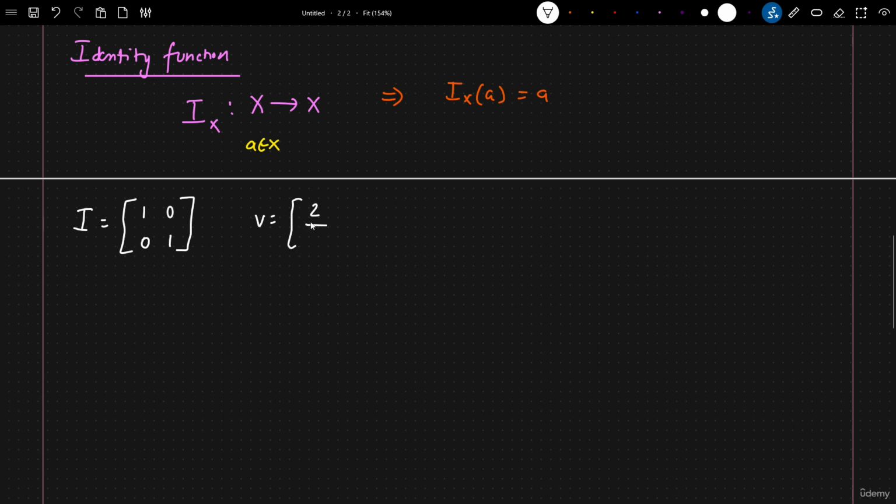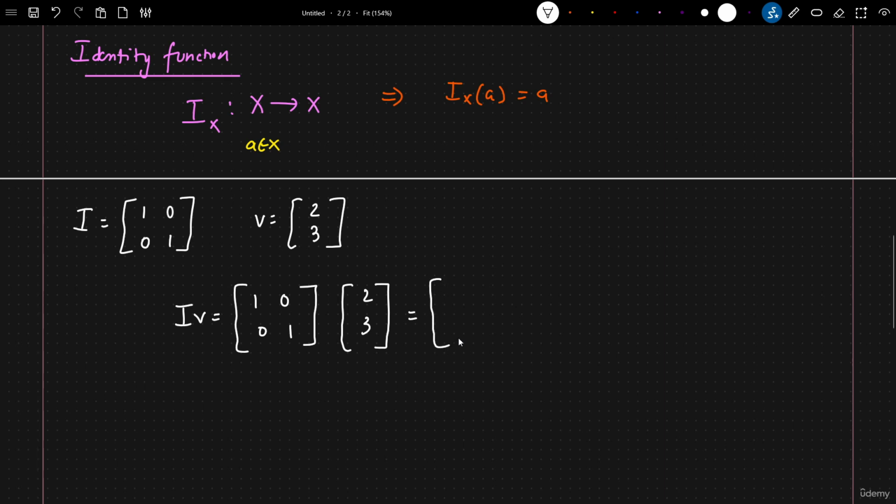When I'm applying this, I'm basically doing some kind of operation over here. So if I calculate IV, IV basically means I'm doing a dot product of I and V. So if I have 1 0 0 1, and if I take 2 comma 3, then here you will see that I will be getting 2 3 only, right? How does the operation take place? 1 multiplied by 2 plus 0 into 3. Finally, we'll be getting 2 3, right? So in short, what is basically happening?